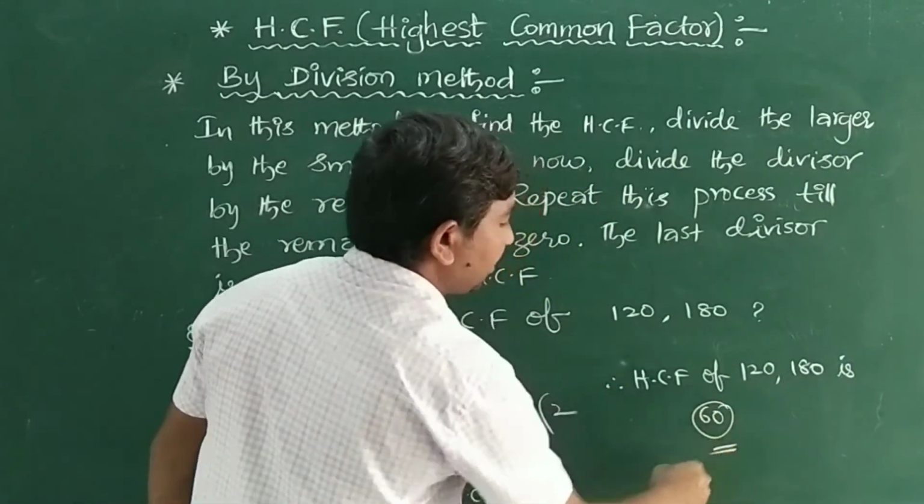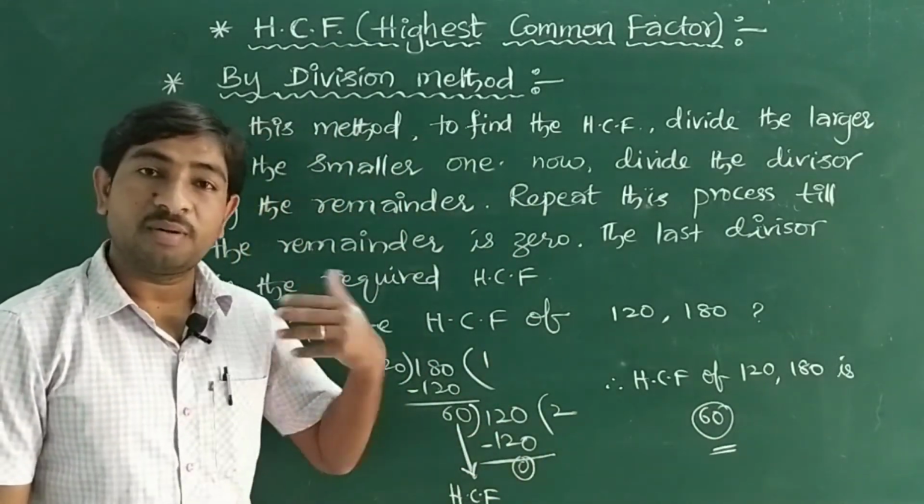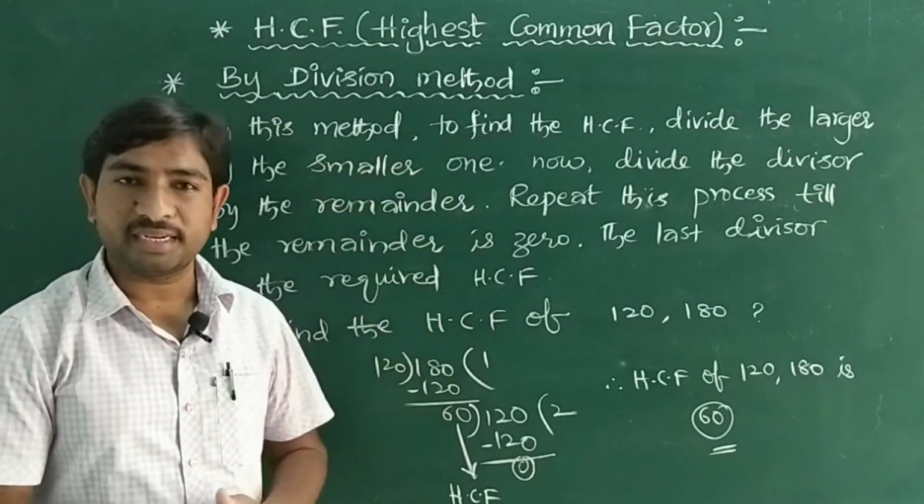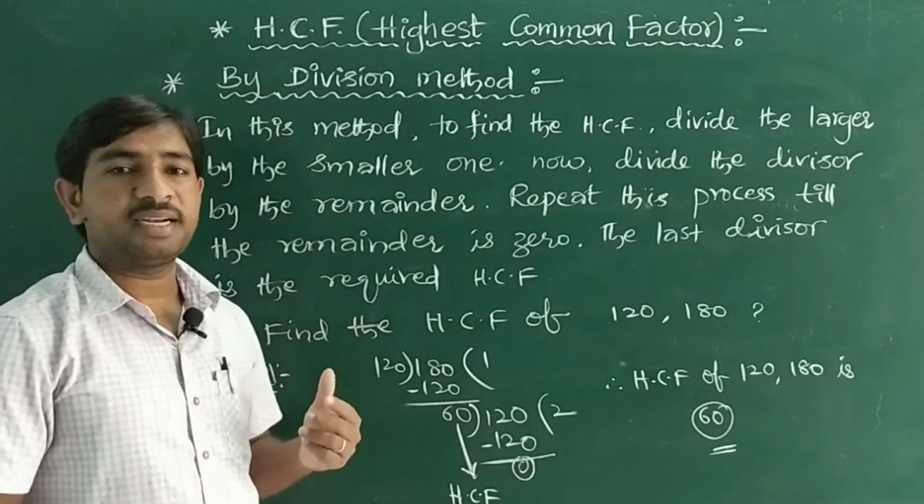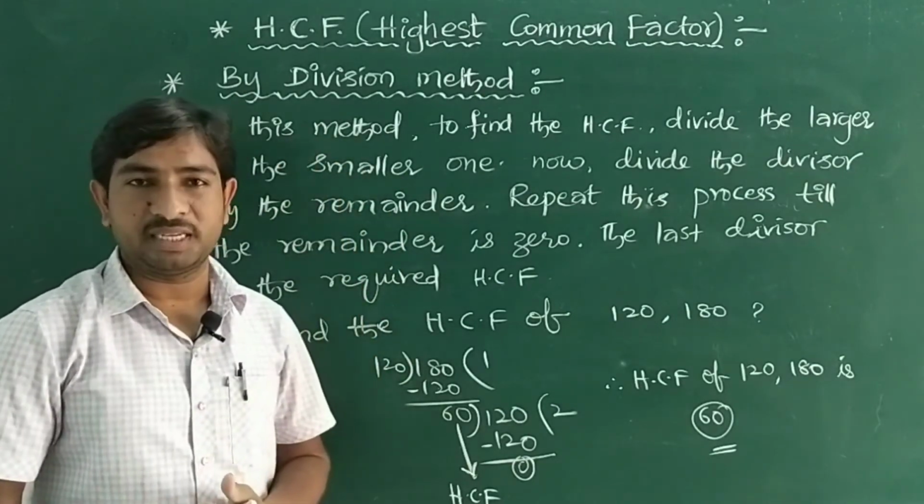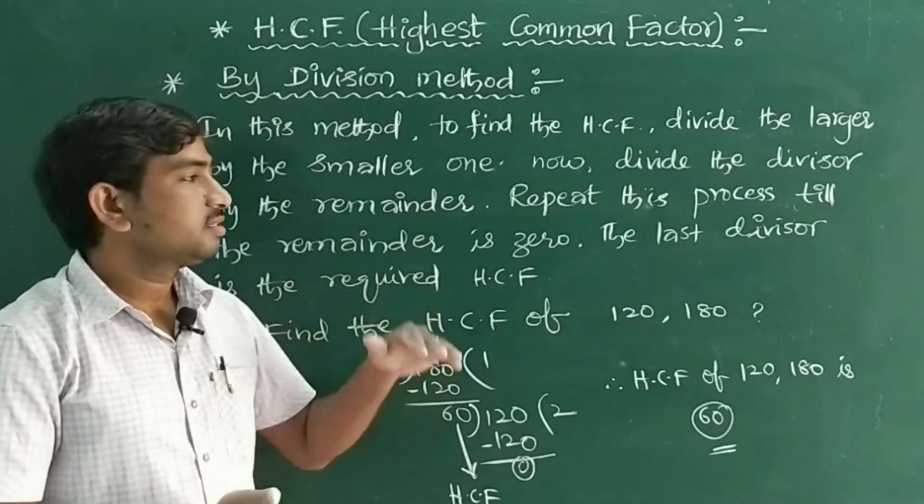60 is the answer. So this is the division method. So we completed three methods. First method what? By writing all the factors of the given numbers, and the second one is by prime factorization method, and the third one is by division method. So to find the HCF we have three methods, they are completed.